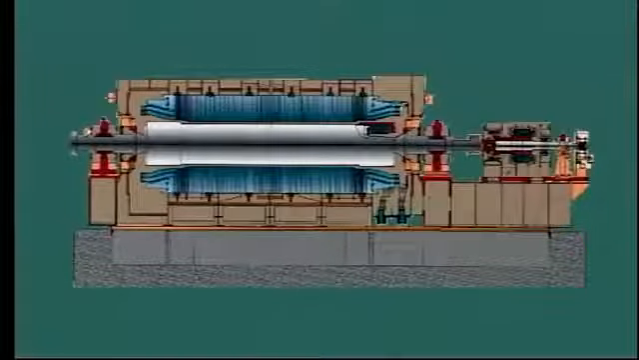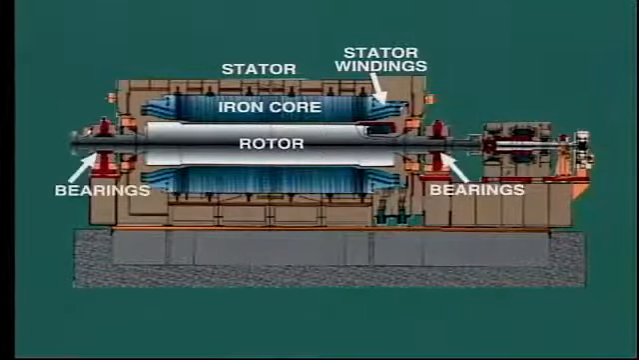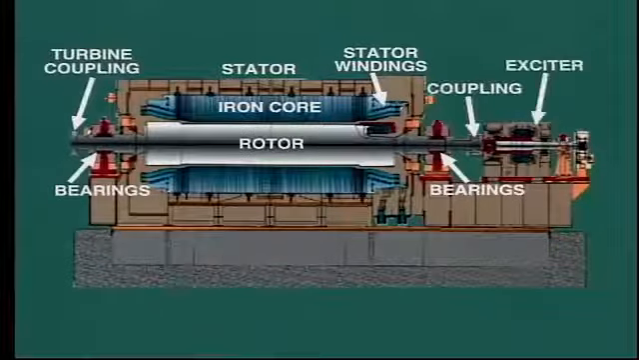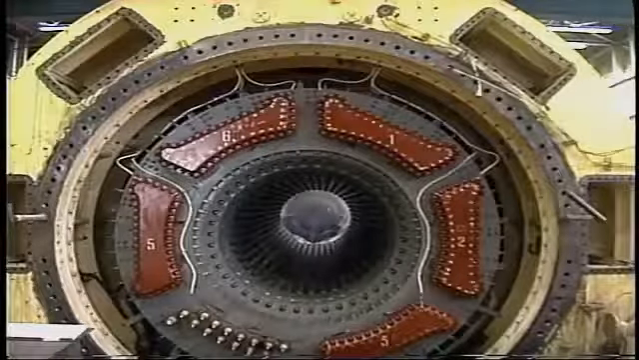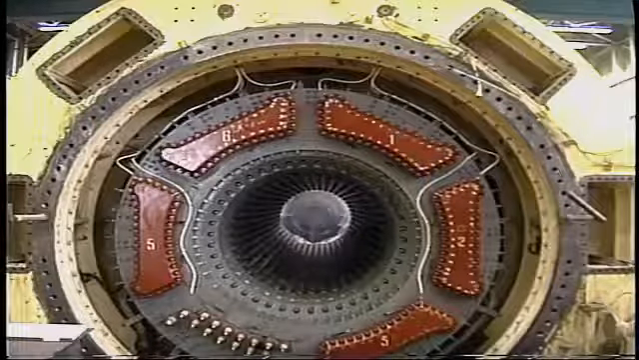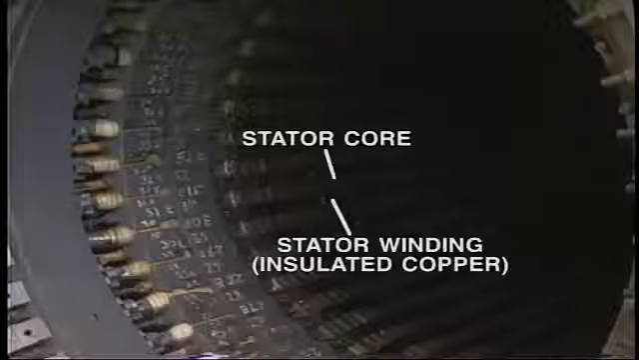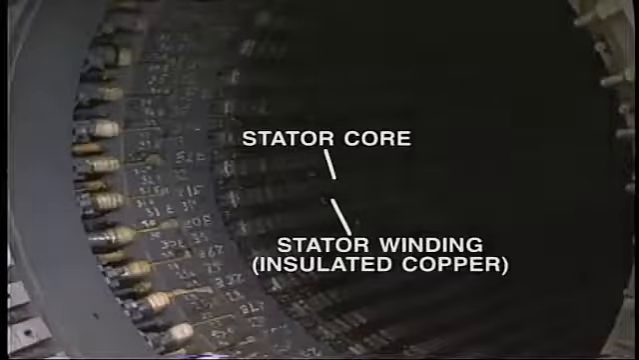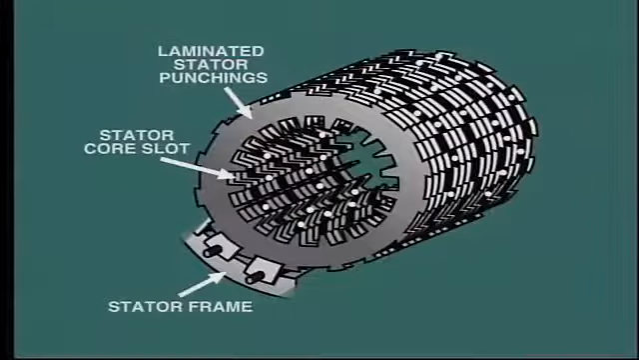This diagram shows the major components of a typical generator, including the stator, iron core, stator windings, rotor, bearings, coupling to the turbine, the exciter and exciter coupling. The stator is anchored firmly to the concrete bed. The electricity is actually produced in the stator winding, which is the stationary winding which is supported by the stator frame. The stator winding consists of insulated copper conductors which are embedded in the slots of the stator core. The slots run end to end.